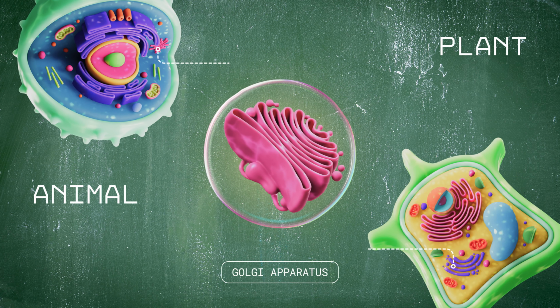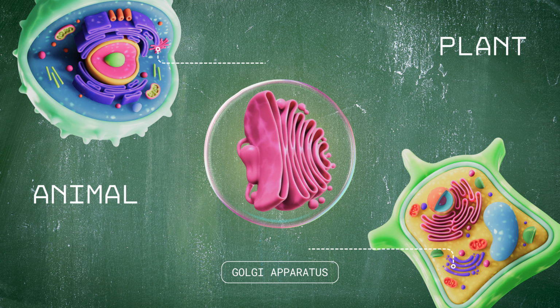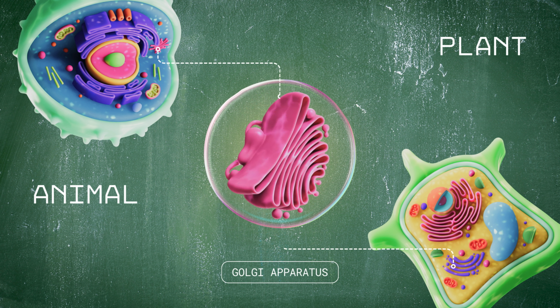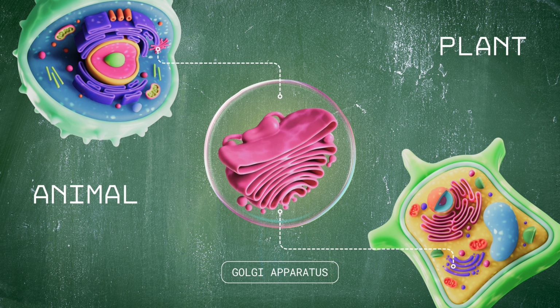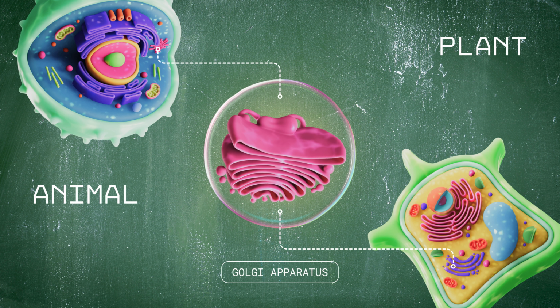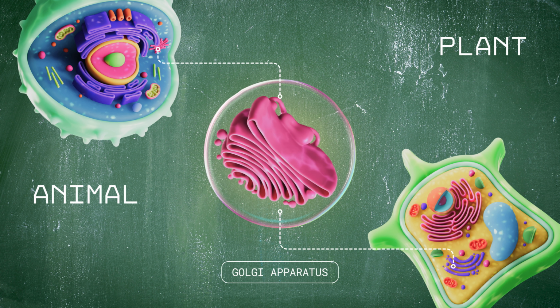Once proteins and other materials are ready, they usually pass through the Golgi apparatus. Think of this as the post office of the cell. It packages, modifies, and sends out these products to where they're needed.